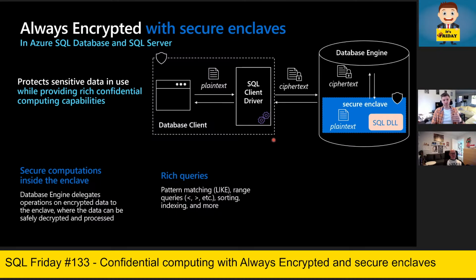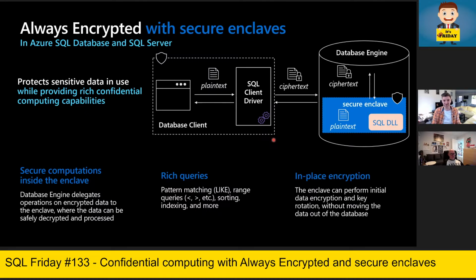that we get now much more flexibility on encrypted columns. So you can now do rich computation queries on encrypted columns, meaning you can do pattern matching, like using LIKE in your where clause. You can use range queries like larger than, smaller than. You can order by on an encrypted column. You can even create an index on an encrypted column, which was all not possible with the first version of Always Encrypted. And the second advantage of using Always Encrypted with secure enclaves is what we call in-place encryption.